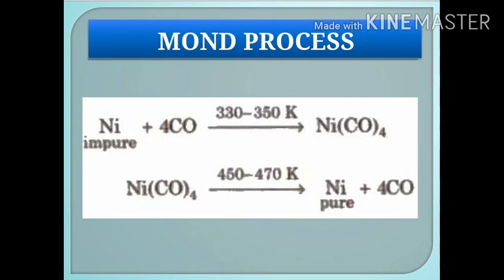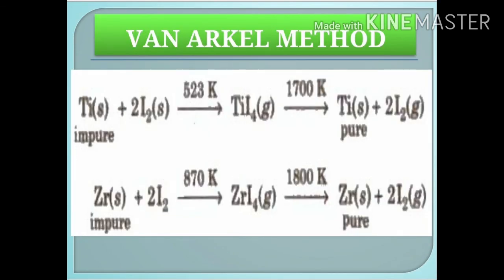Okay, Mond's process is for nickel. When impure nickel is treated with carbon monoxide at 330 to 350 Kelvin, it forms nickel tetracarbonyl. This nickel tetracarbonyl on decomposition forms pure nickel with 4 molecules of carbon monoxide. The next method is the Van Arkel method. It is also based on the thermal decomposition of metal compounds which leads to the formation of pure metals. By this Van Arkel method, titanium and zirconium can be purified.